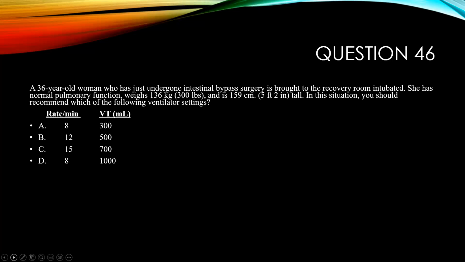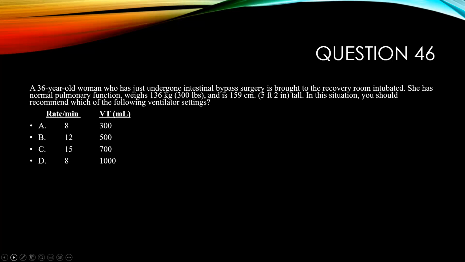Question 46. A 36-year-old woman who has just undergone intestinal bypass surgery is brought to the recovery room, intubated. She has normal pulmonary function, weighs 136 kilograms, so she's big, and is 159 centimeters. In this case, they're giving you a height. So she's a large woman relative to her height. In this situation, you should recommend which of the following ventilator settings? A, rate of 8, tidal volume of 300. B, rate of 12, tidal volume of 500. C, rate of 15, tidal volume of 700. And D, rate of 8, tidal volume of 1,000.